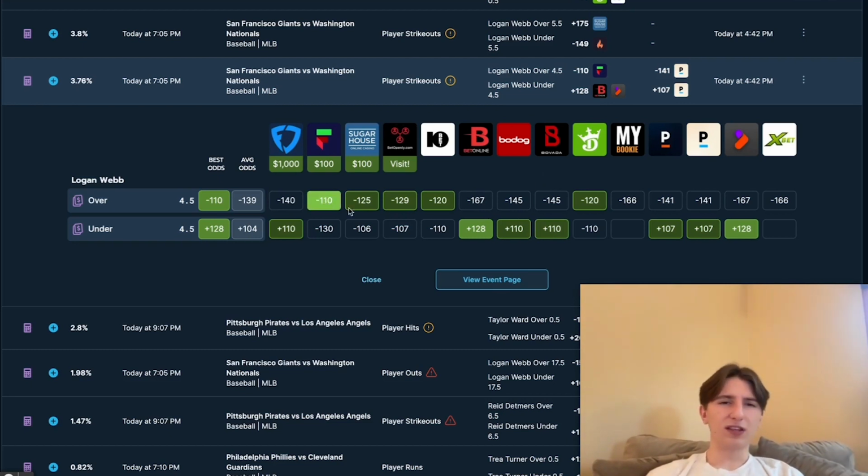But if you look at the under now, on bet online you're getting plus 128 as opposed to minus 110 on Fliff. This 128 is bigger than this minus 110, which means if you actually bet on both options, the over 4.5 and the under 4.5, on those 2 different sportsbooks, you could lock in a return.